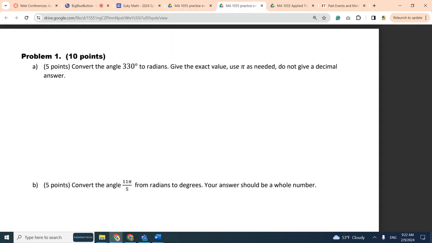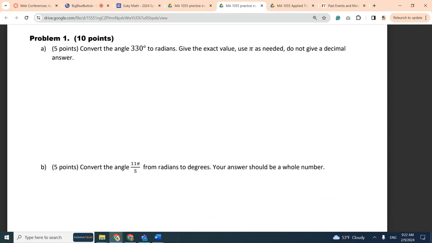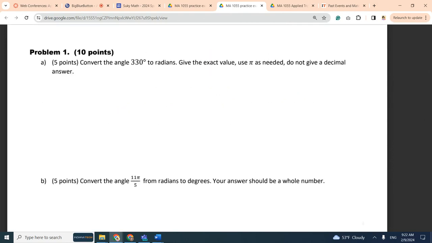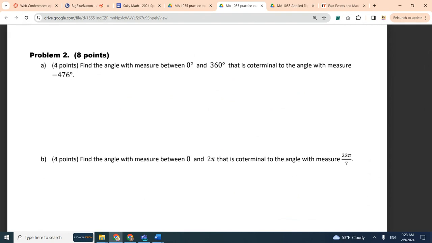Okay? So problem 1, you're going to convert the angles from degrees to radians, or from radians to degrees. You know pi is how many degrees? 180. Yes. And give the exact value, so give me a fraction. Do not use a decimal. All right. Number 2, find the angle with the measure between 0 and 360 degrees that is coterminal to the angle with this measure.